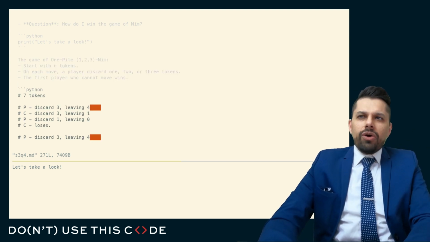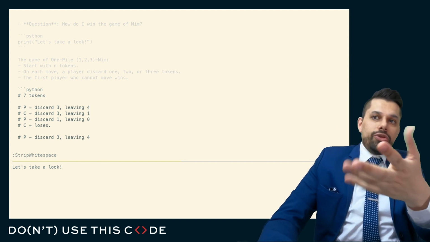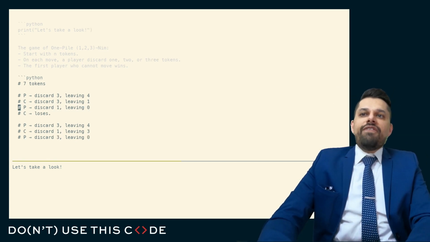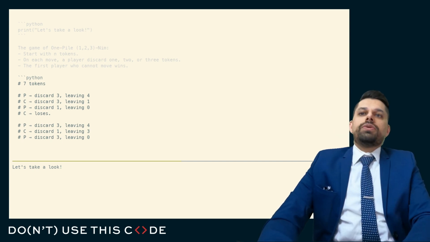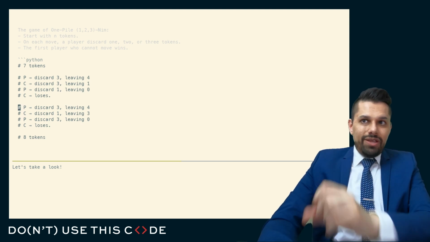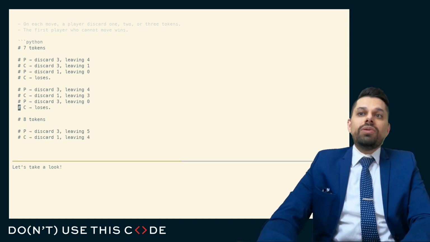So if we play this game out, if there are 7 total tokens, then if I'm the player, I'll discard 3, leaving 4. If you're the challenger, you'll discard 3, leaving 1. If I'm the player, I'll discard 1, leaving 0. You can't do anything, you lose. Or I'll discard 3, leaving 4. You'll discard 1, leaving 3. I'll discard 3, leaving 0. There's nothing more that you can do, you lose.